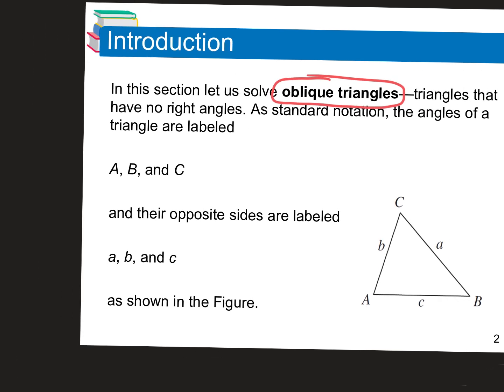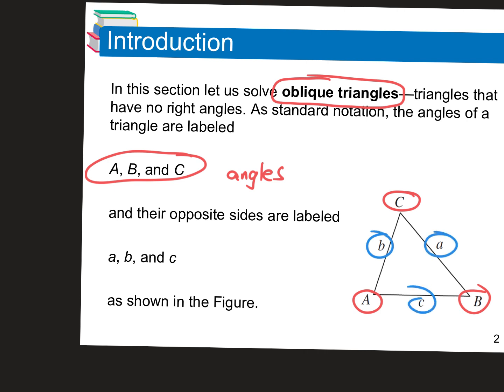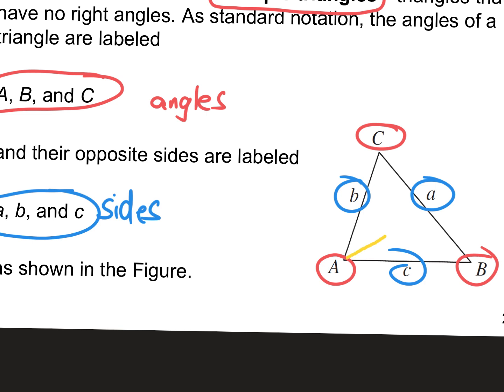Now understand, when you have triangles and they're labeled, capital letters represent angles. You see that? Capital letters represent angles, and lowercase represents sides. And we're going to talk about angles and their corresponding sides. What that means is like, look, here's angle A. What side is right across from angle A? Side A. Here's angle B. What's right across from angle B? Side B. Here's angle C. What's right across from angle C? Side C. Does that make sense?